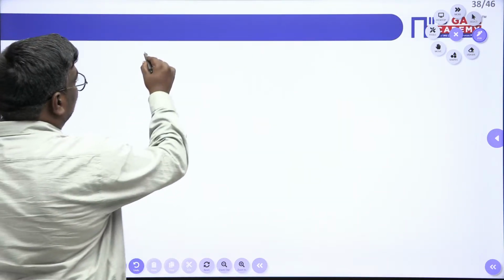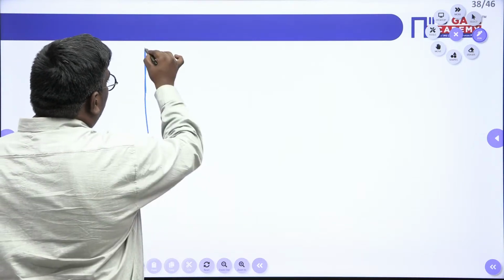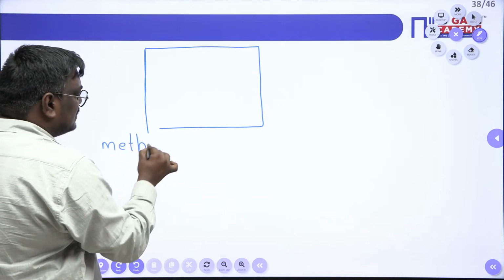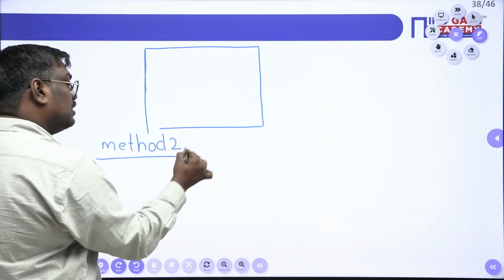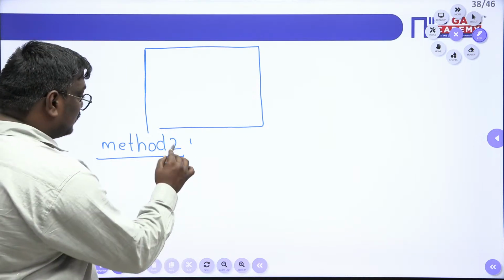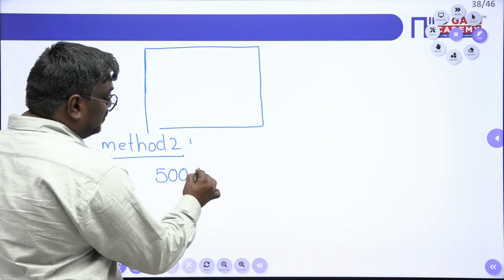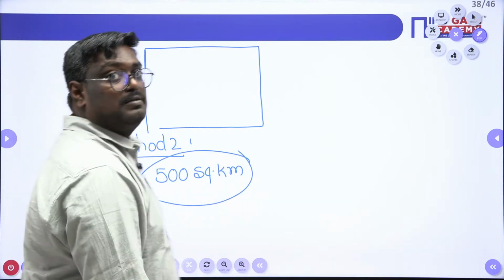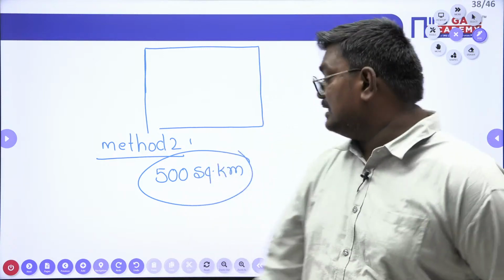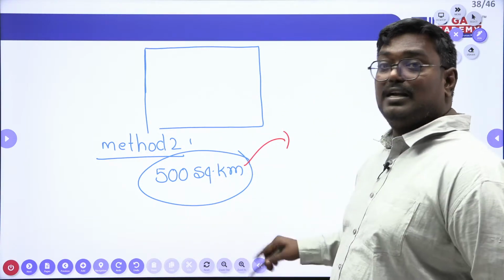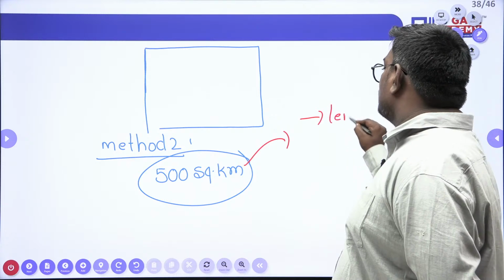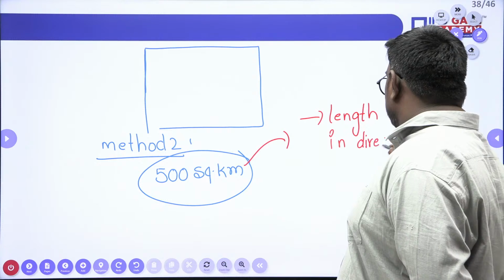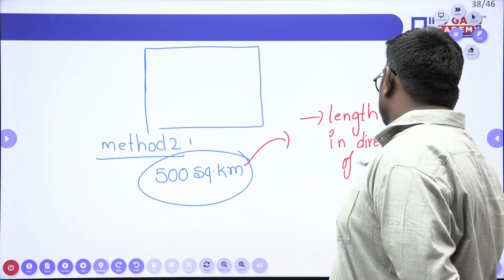Now, when I talk about this, there is also a method two for the same question. These are kind of empirical relations. Suppose instead of the ground area of 500 square kilometer, in some problems the same problem can be asked in a different way. Instead of 500 square kilometer, they will tell you the length in the direction of flight. Length in direction of flight is 25 kilometers.